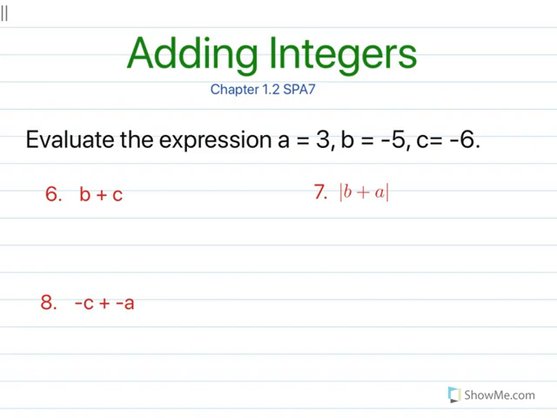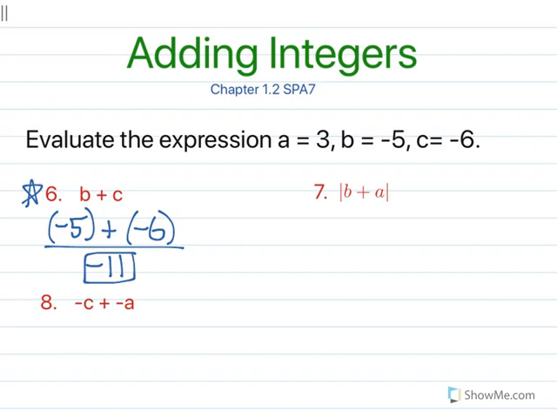So what we're going to do here is, you'll notice for number 6 over here, we have b plus c. So I'm going to write down the value of b, which is -5, plus the value of c, which is -6. And -5 plus -6, they're both the same sign, so I just add them and keep the sign, so it's going to be -11. That's all I do there.